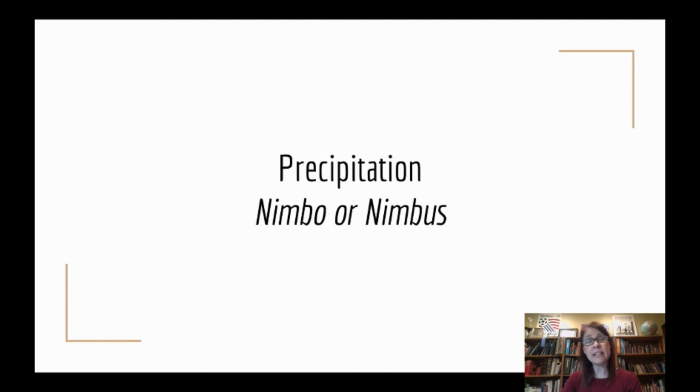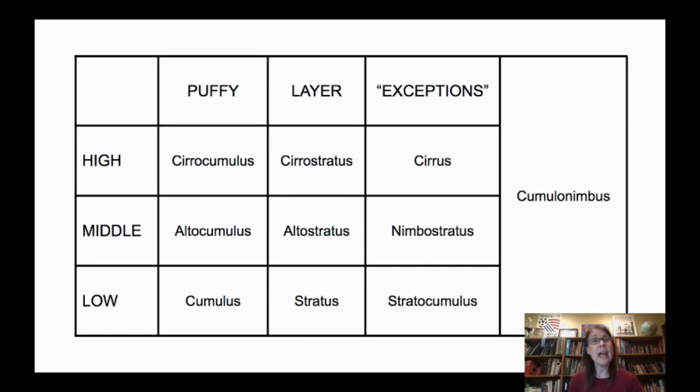And our last key word is whether or not our cloud is capable of producing precipitation. Remember, if a cloud is capable of producing precipitation, it is given the name nimbo or nimbus. And there you have it. The altitude at which clouds form, the key words cirro and alto, and the appearance of clouds. Is it cumulus or stratus? And then our exception, whether clouds are able to produce precipitation, nimbo or nimbus.